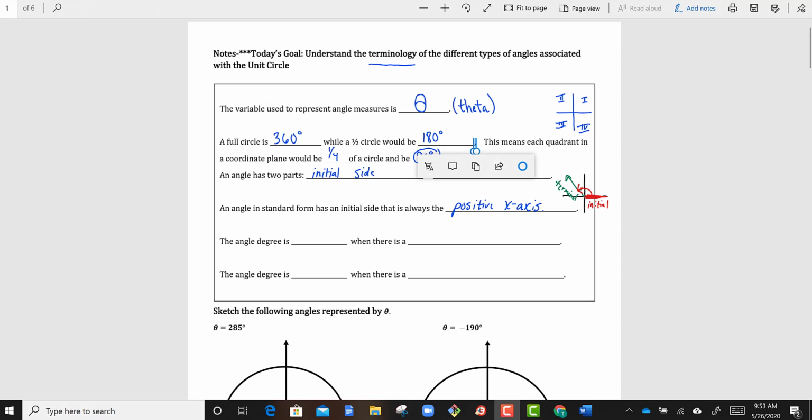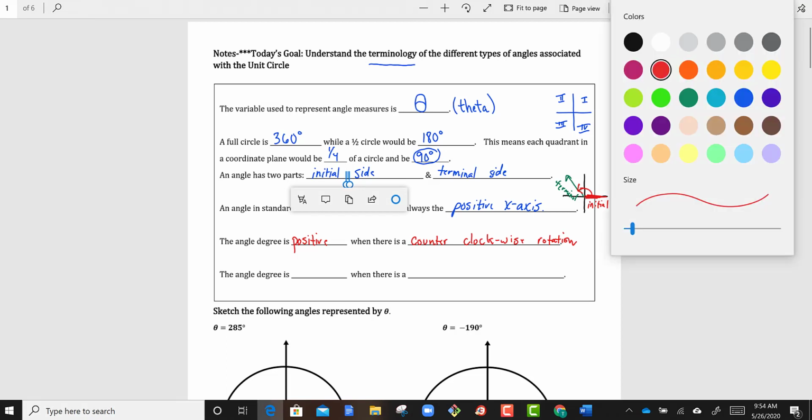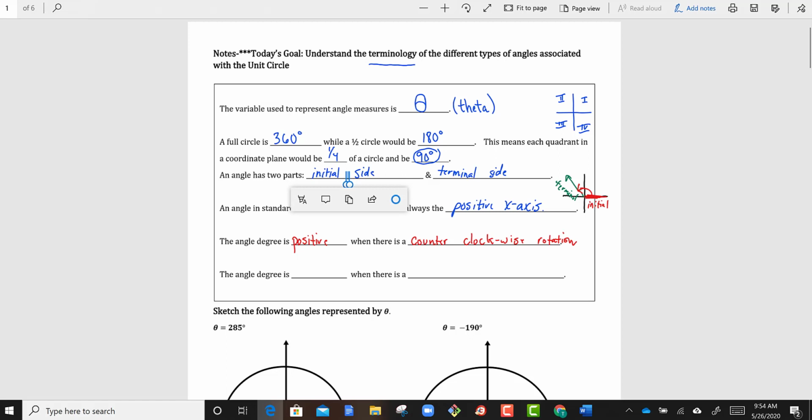All right, so then finally the angle degree is positive when there is a counterclockwise rotation. And that kind of follows the quadrant system. Since we count our quadrants counterclockwise, same thing, it's a positive angle when there's a counterclockwise rotation, and an angle degree is negative when there is a clockwise rotation.